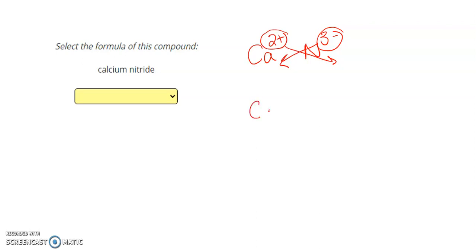So the formula will be Ca3N2. Remember, the 2 from the charge here went to the bottom of that guy. 3 from this charge here went to the bottom of this guy. So again, that formula is Ca3N2.